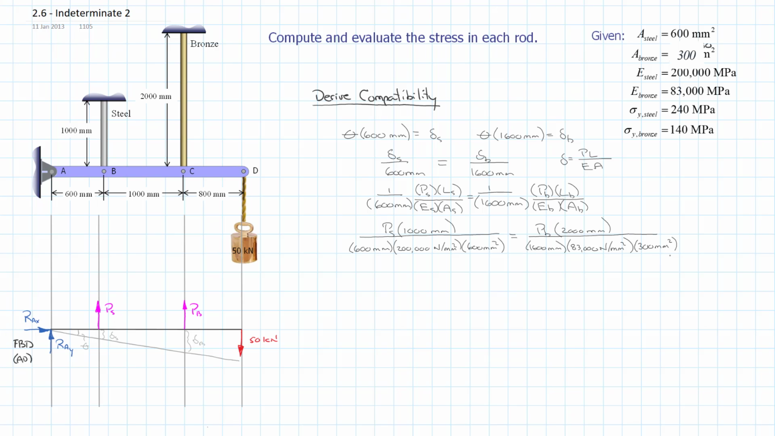And that gives us a ratio of our internal force in the steel is equal to 3.61 times the force in the bronze. And we can label that and call that equation 1, because we'll have to use that for substituting later. So that is our compatibility equation. That gives us that extra item that we need in order to be able to resolve our forces. So now we can basically balance to static equilibrium.